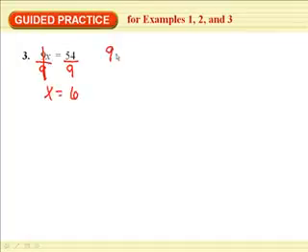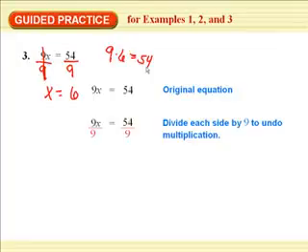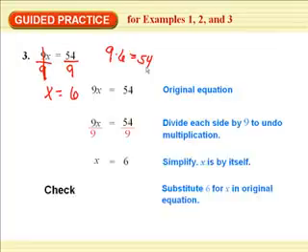So we check our work. 9 times 6 is 54. So we know we're right. I like those. Those are fun. There's the original equation. There's the dividing. X equals 6. Perfect.